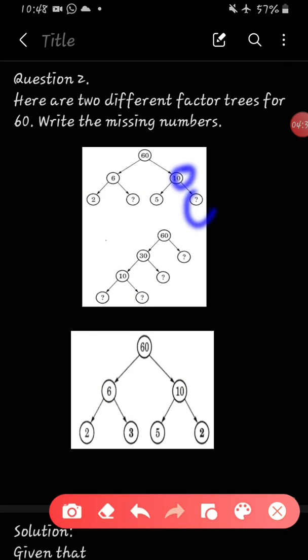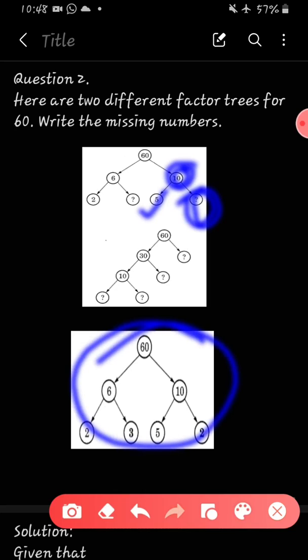5 into what number will be 10? So if we are dividing 10 by 5, we are getting 2. That means here the answer is 2. So this is the correct answer.